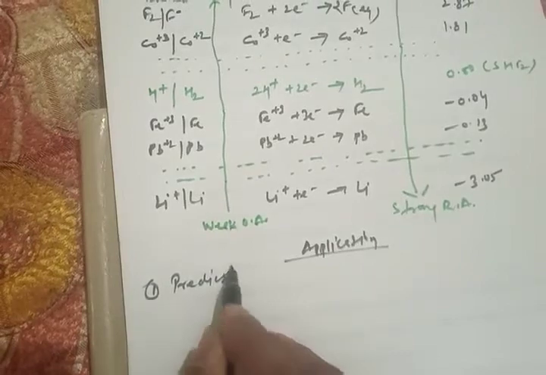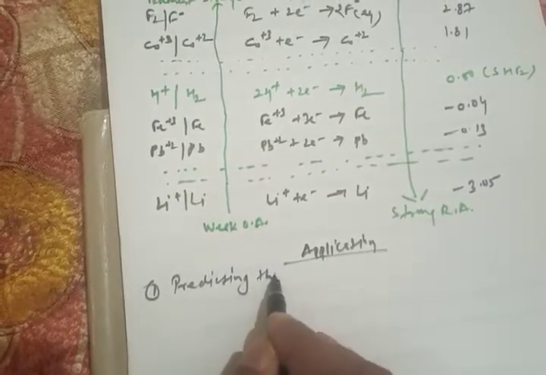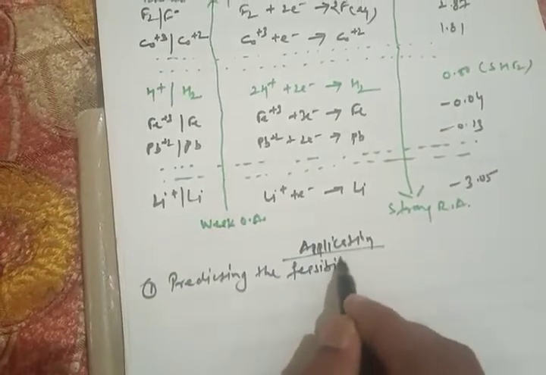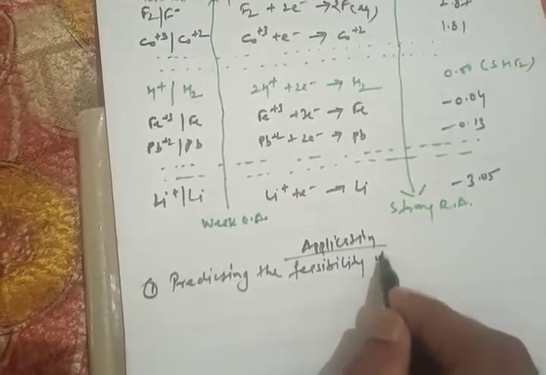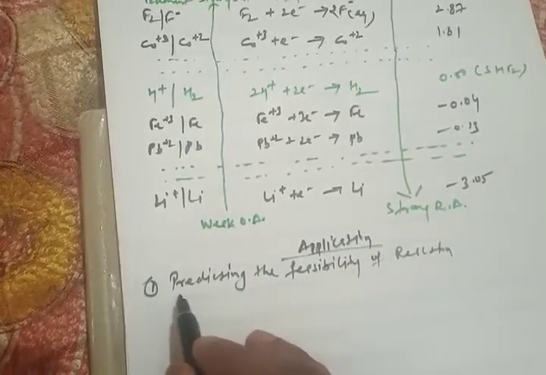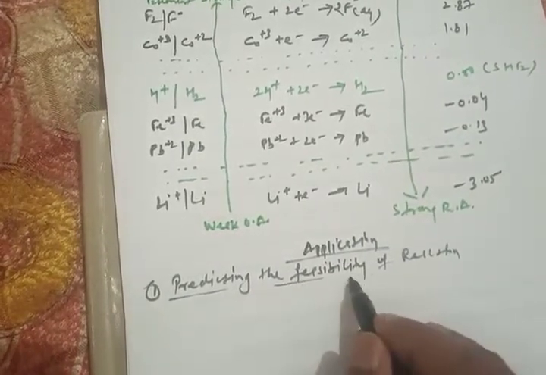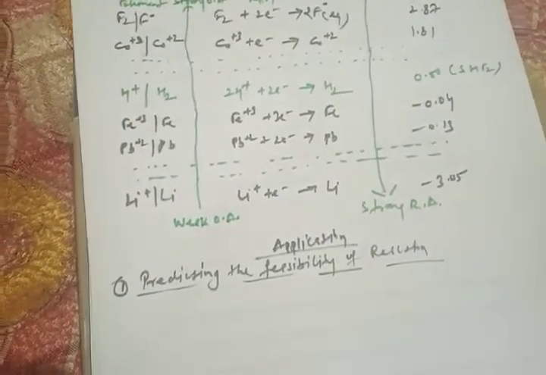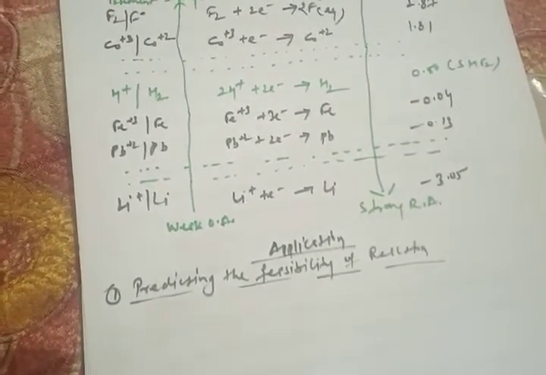Predicting the feasibility of a reaction. That means if you have been given a reaction, on the basis of the values of electrode potential, how will you identify whether the reaction is feasible or not? So let's take an example.